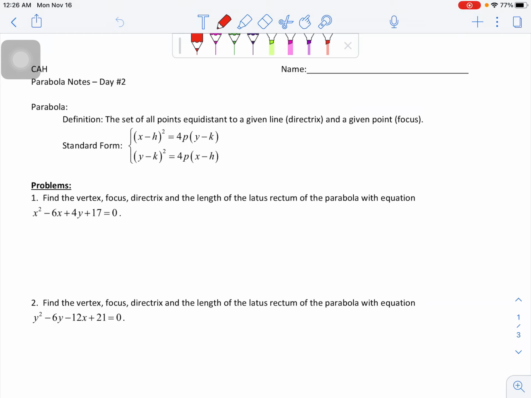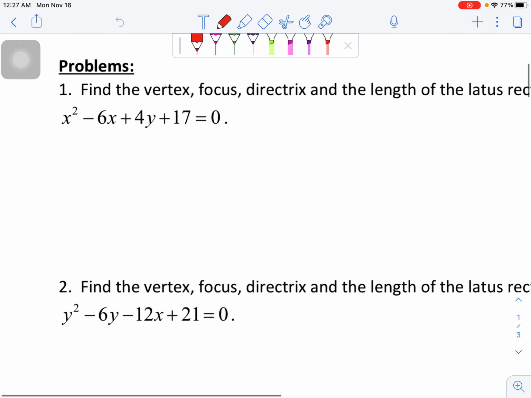So in this video, we're going to take equations of parabolas that are in general form. We're going to put them in standard form, and then from standard form, we're going to find specific information. So let's go ahead and jump right into problem number 1.